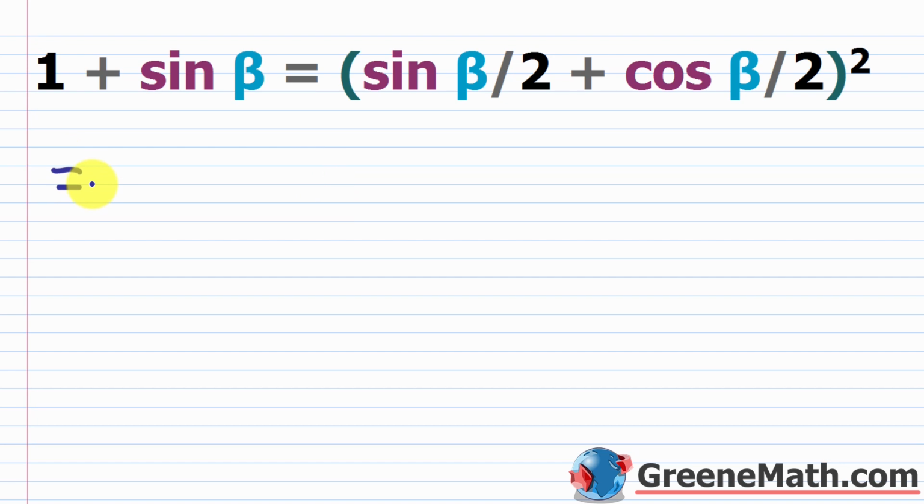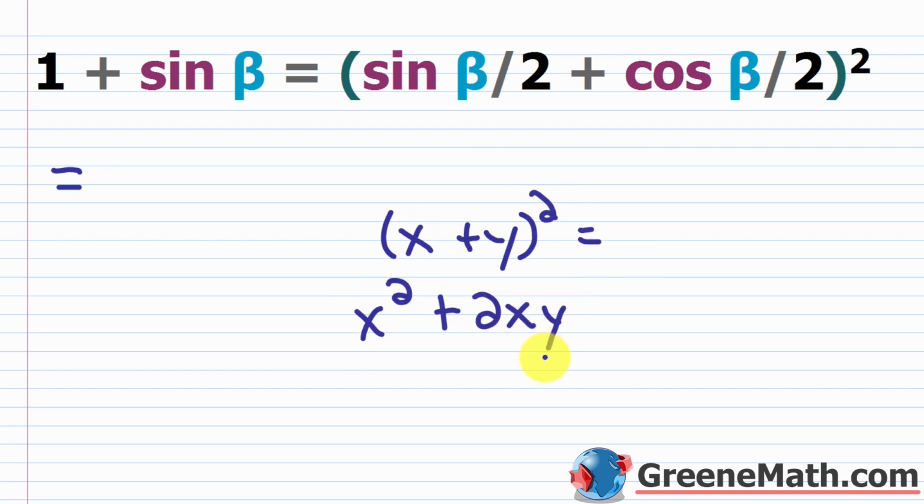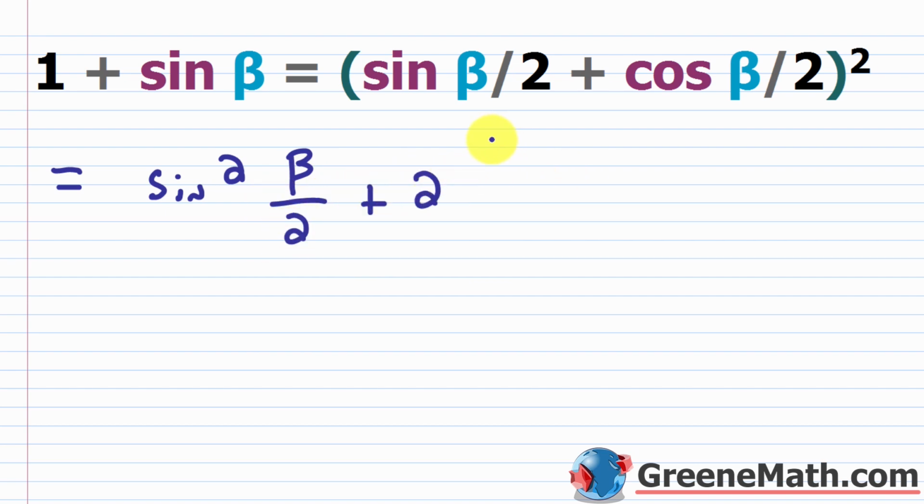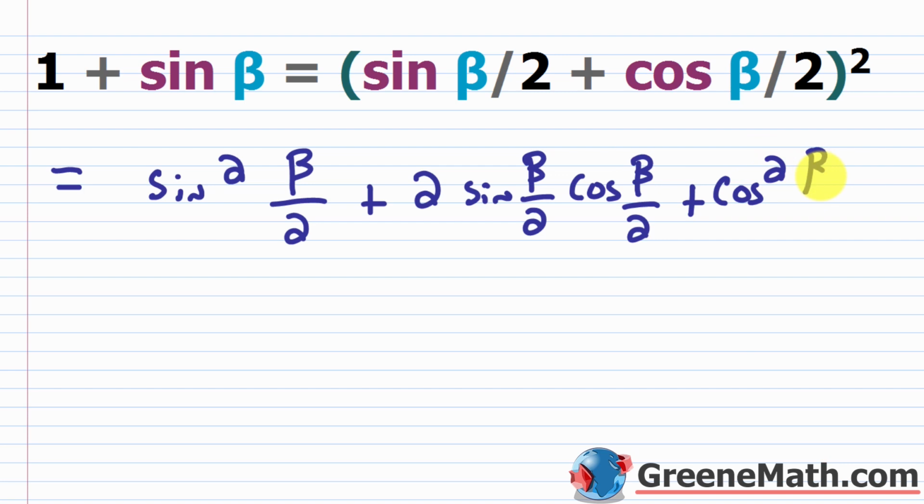The first thing I'm going to do, you remember if you have something like x plus y quantity squared, this is the first guy squared plus 2 times the first guy times the second guy plus the last guy squared, okay? So I'm just going to do that here just to expand this guy out. So I'm just going to say that we have basically the sine squared of this beta over 2 plus 2 times this guy. So this sine of beta over 2, and then times cosine of beta over 2, and then plus the last guy squared. So cosine squared of this beta over 2.